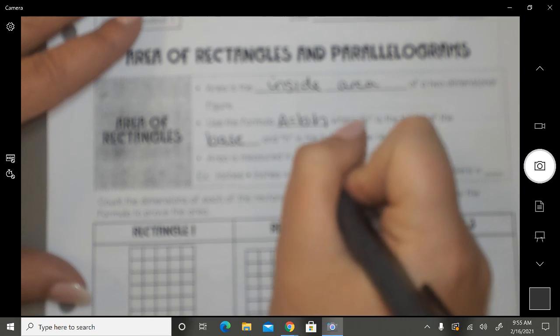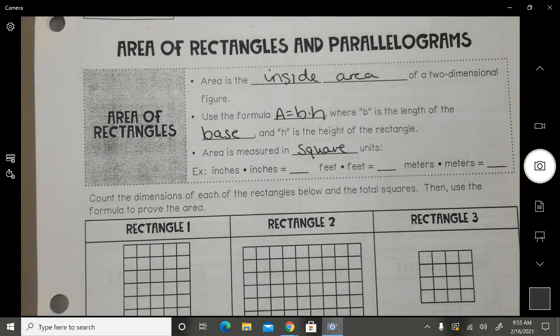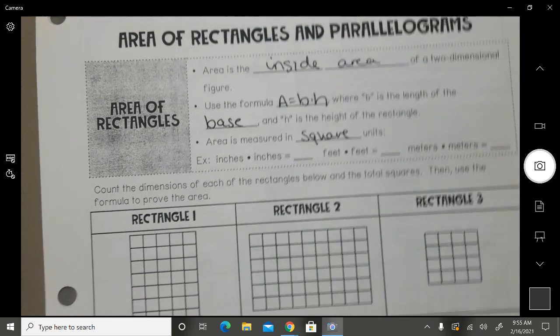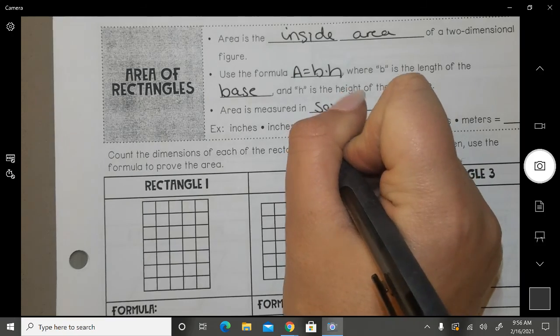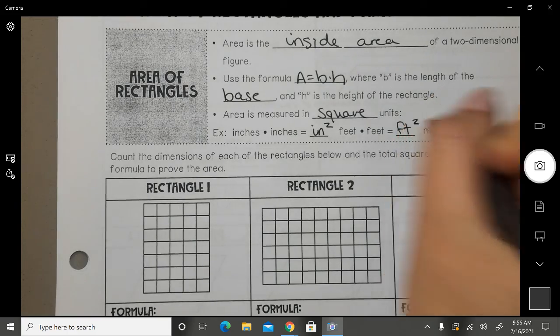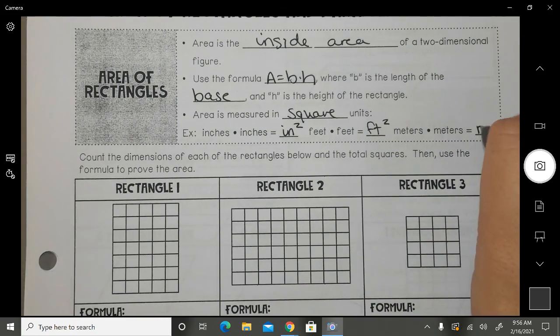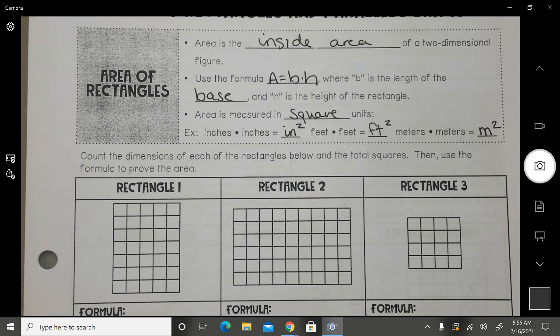Area is measured in square units. So we pretend that there are itty bitty little squares inside each figure. For example, here, you see how they've got these little itty bitty squares? Those are square units. You always have to put the squared unit at the end or you don't know what you're talking about. So for inches, that looks like inches squared, feet squared, and meters squared. You have to have a unit squared after each one.